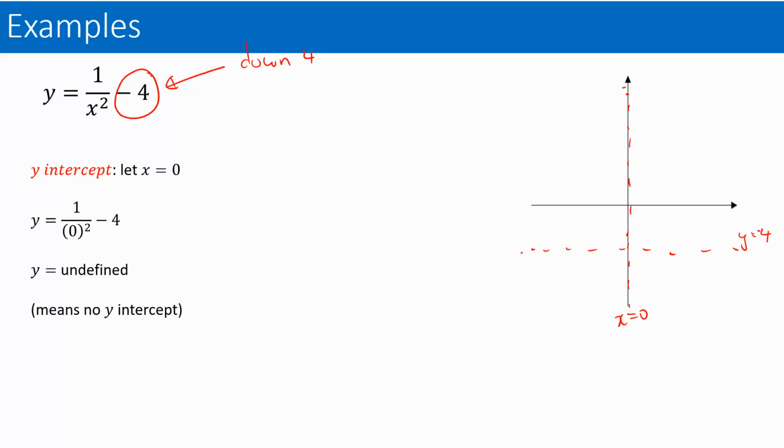How do you find out if it crosses at the x-intercept? Let y equal to 0. So here we go. We're going to say let y equal to 0. Now this is where I want you to practice the algebra. I want you to copy the technique down. You got 1 over x squared -4. What do you do again?